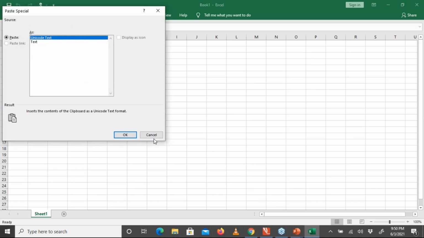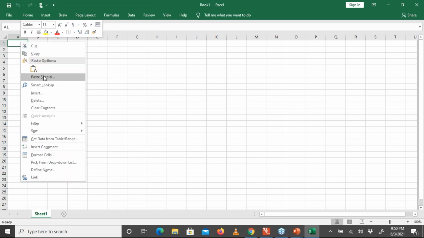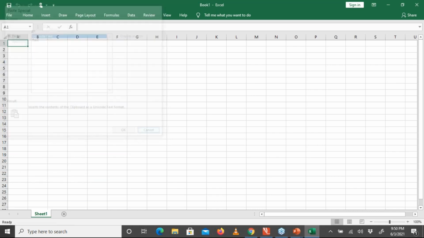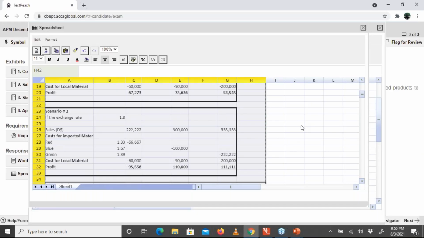No, you see, it is not giving that option because it's not being copied from Excel to Excel. It's being copied from some external file into the Excel. So I'm sorry, guys, your suggestions are not working anymore. Now, okay. So is everyone okay now?